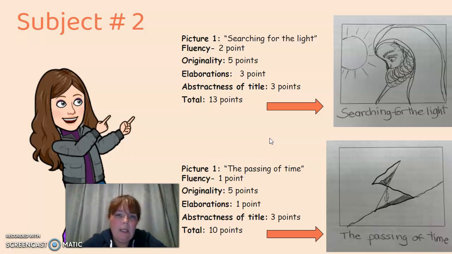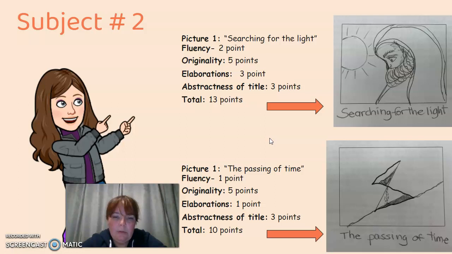So for fluency, I gave 2 points, originality 5 points, elaboration 3 points, the title 3 points, for a total of 13. This was actually my very favorite picture because even when I look at it, it feels very meaningful. The subject's second picture was unique as it represents an hourglass passing time on Earth, as they described it to me. However, I felt more details could have been added because without the title, I'm not sure I would have been able to understand the picture.